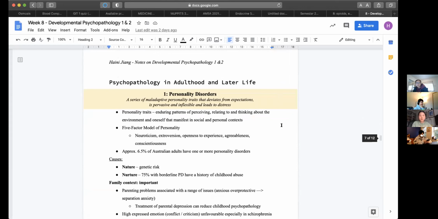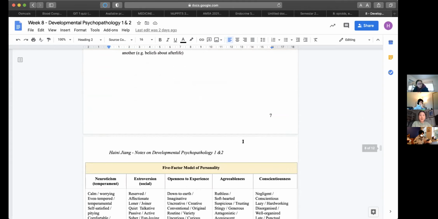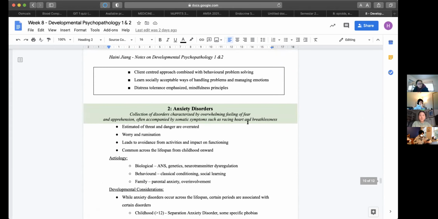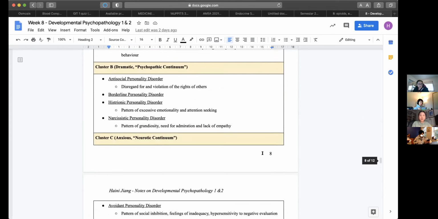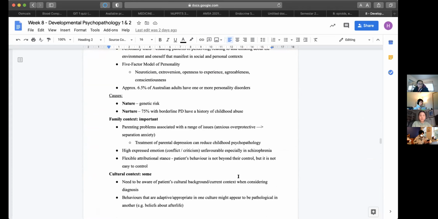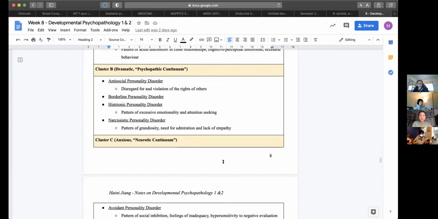And then psychopathology in adulthood and later life is divided into two. You've got personality disorders, which are a series of maladaptive personality traits that deviate from expectations. And then you've got, I'll scroll back, guys, don't worry, the second one, which is anxiety disorders. So once again, like Zoe said, the personality disorders are divided into three clusters.